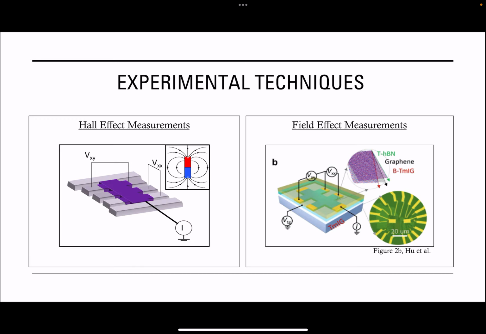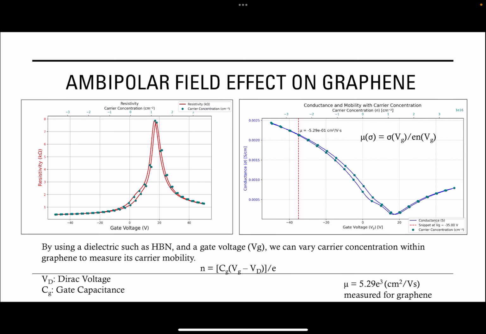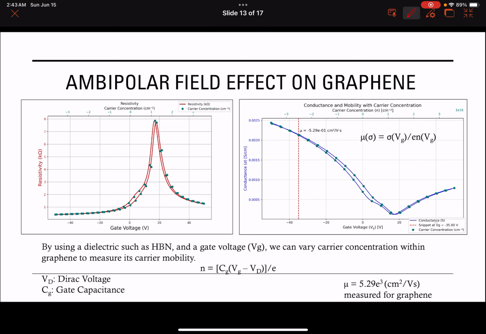Now we reach the experimental techniques. This is how we get our device values, our resistance measurements, our Hall effect measurements, and our field effect measurements. Now, a little bit more on the ambipolar effects. Earlier I had mentioned a Dirac point, a Dirac voltage.